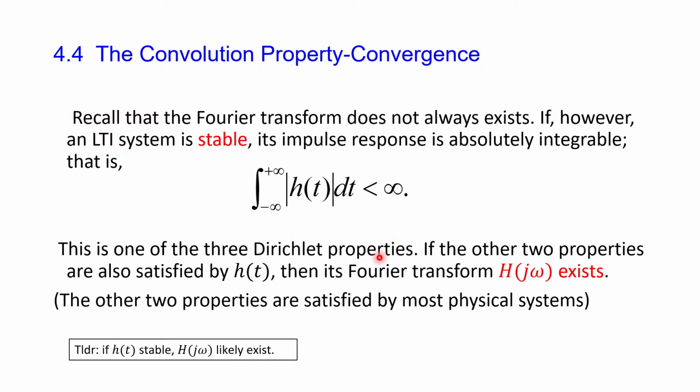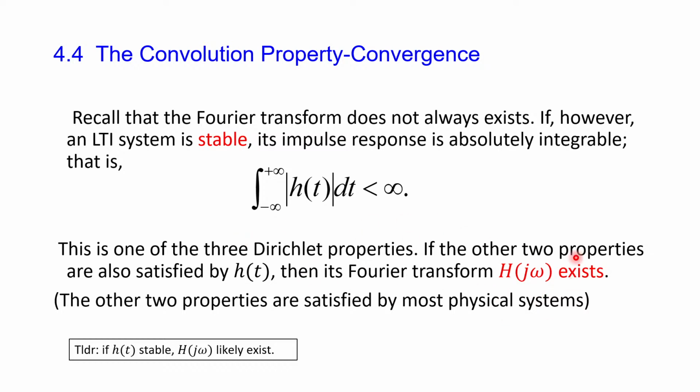The Dirichlet properties are a sufficient condition for a signal to have a convergent Fourier transform. This is the first Dirichlet property, and you also have the other two properties, that is, a finite number of maxima and minima and a finite number of discontinuities. So if all three conditions are satisfied, then your small h will have a corresponding big H because of the Dirichlet properties.